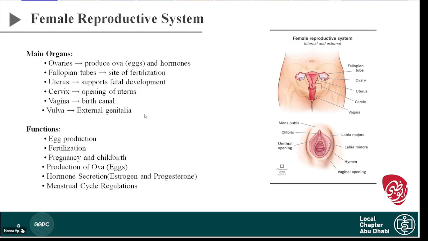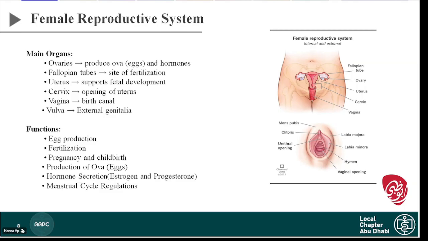The external part we can also consider as external genitalia. So guys, after this you can see the internal portion, which starts from the opening of the vagina, then the cervix, the opening of the uterus, and the uterus is one of the main organs which helps in the development of a fetus. The uterus is connected with the two fallopian tubes here. Can you see the picture, guys? The fallopian tubes are bilaterally connected with the ovary.